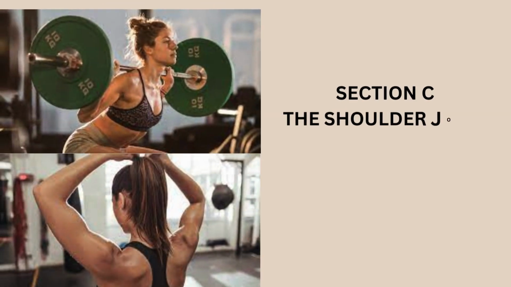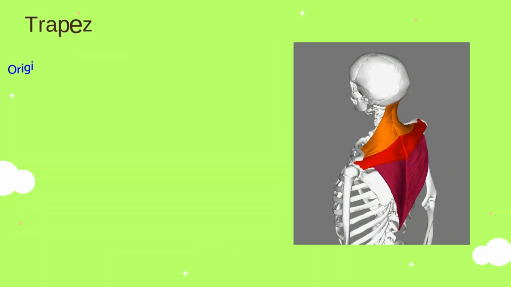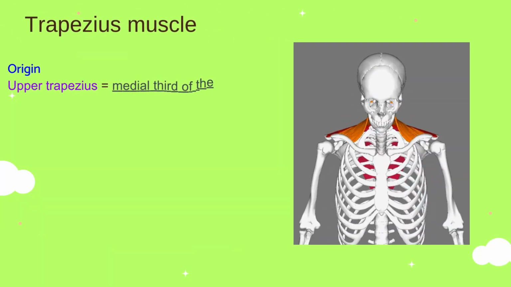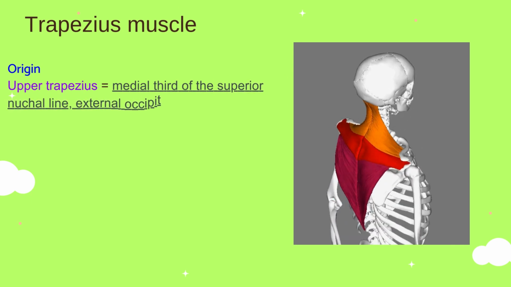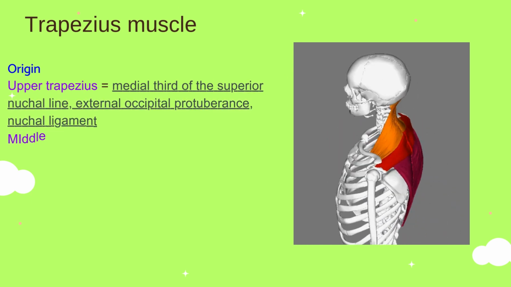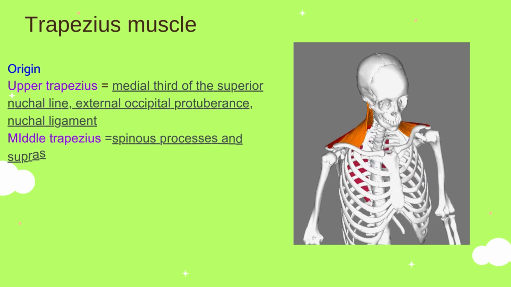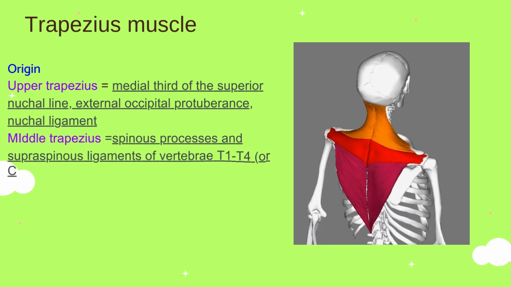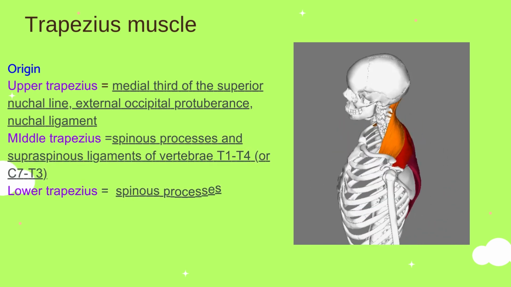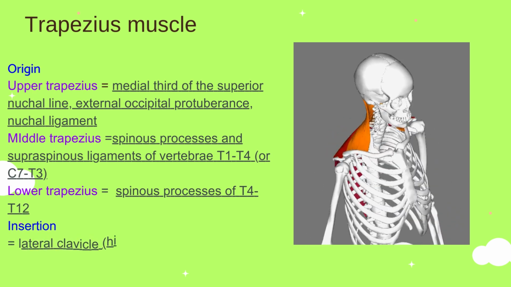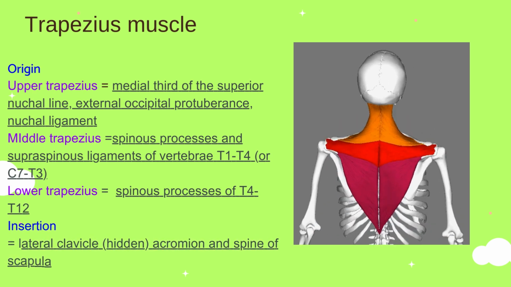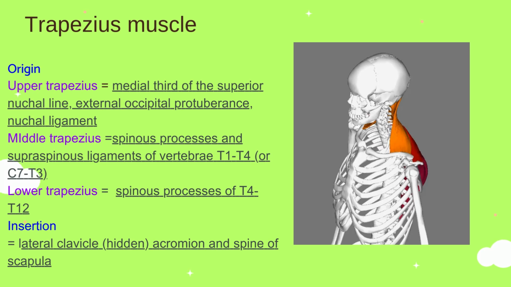Let's talk about the muscles of the scapulothoracic joint. The trapezius muscle originates from the medial third of the superior nuchal line, external occipital protuberance, ligamentum nuchae, and spinous processes of C7 to T12 vertebrae. The muscle inserts onto the lateral third of the clavicle, acromion process, and spine of the scapula.